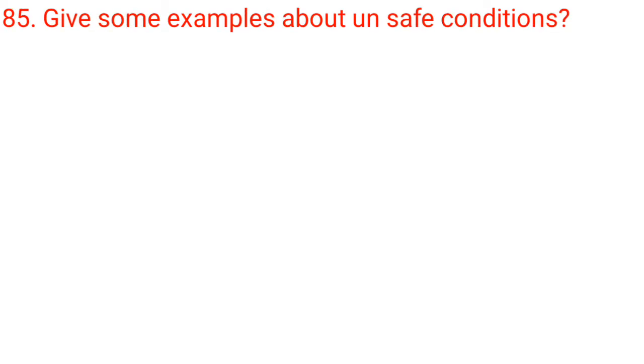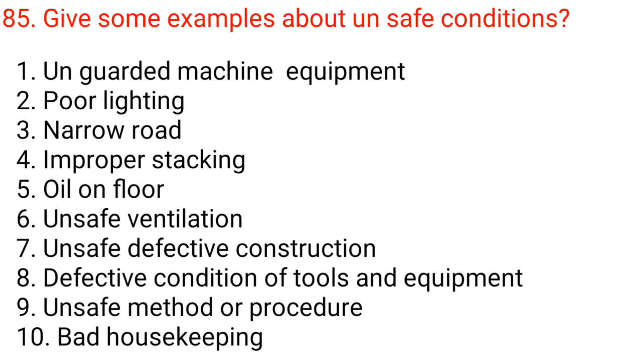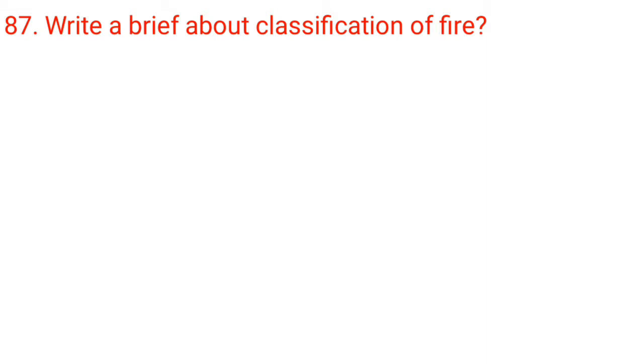85. Give some examples of unsafe conditions. 1. Unguarded machine equipment. 2. Poor lighting. 3. Narrow road. 4. Improper stacking. 5. Oil on floor. 6. Unsafe ventilation. 7. Unsafe or defective construction. 8. Defective condition of tools and equipment. 9. Unsafe method or procedure. 10. Bad housekeeping.